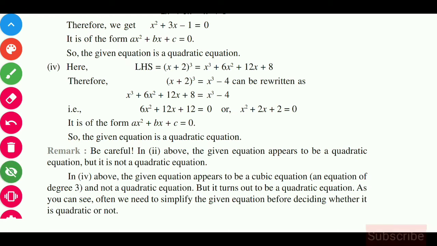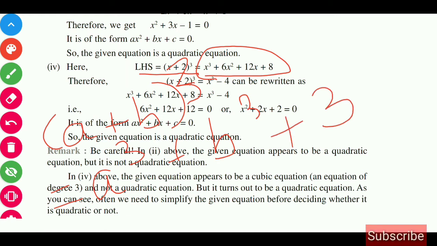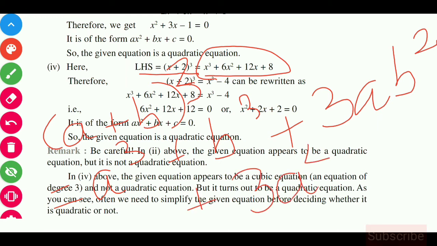equation. Have a look. A plus b the whole cube, here this equation has been simplified with the identity a plus b the whole cube equals to a cube plus b cube plus 3ab square plus 3a square b.